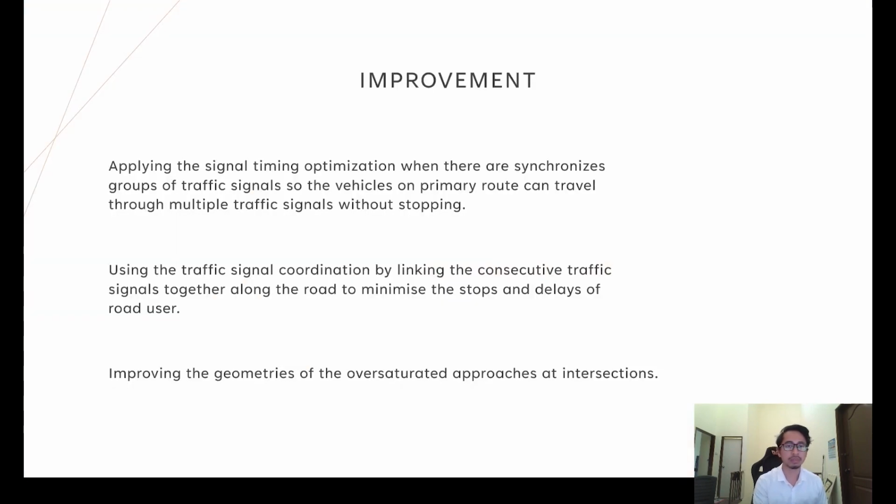So the improvements that can be made are, first, applying signal timing optimization when there is a synchronous group of traffic signals, so vehicles on the primary road can travel through multiple traffic signals without stopping. The second is using traffic signal coordination by linking consecutive traffic signals together along the road to minimize stops and delay for road users. And lastly, improving the geometry of the oversaturated approach at the intersection.